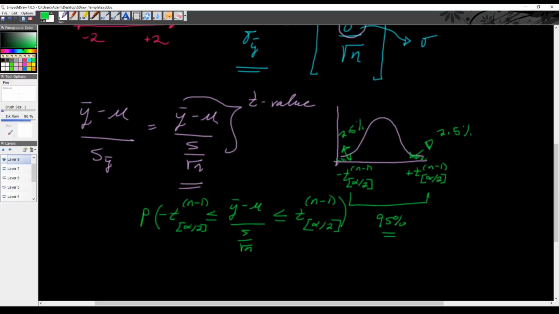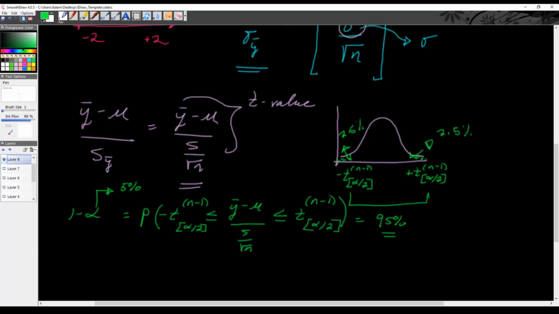So we know that the probability that this value is greater than or equal to the lower t and less than or equal to the upper t is 95%, which is equal to 1 minus the alpha level, and we choose that. If we choose a 5% alpha level, essentially what we're saying is that we're going to be 95% confident. So the probability that a particular t value is greater than the lower critical value but less than the upper critical value is 95%.